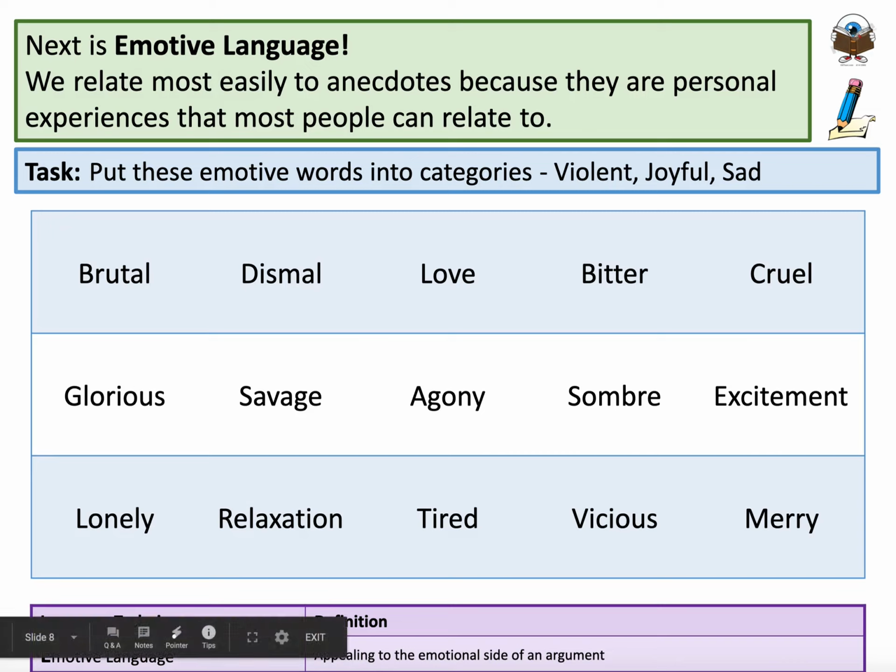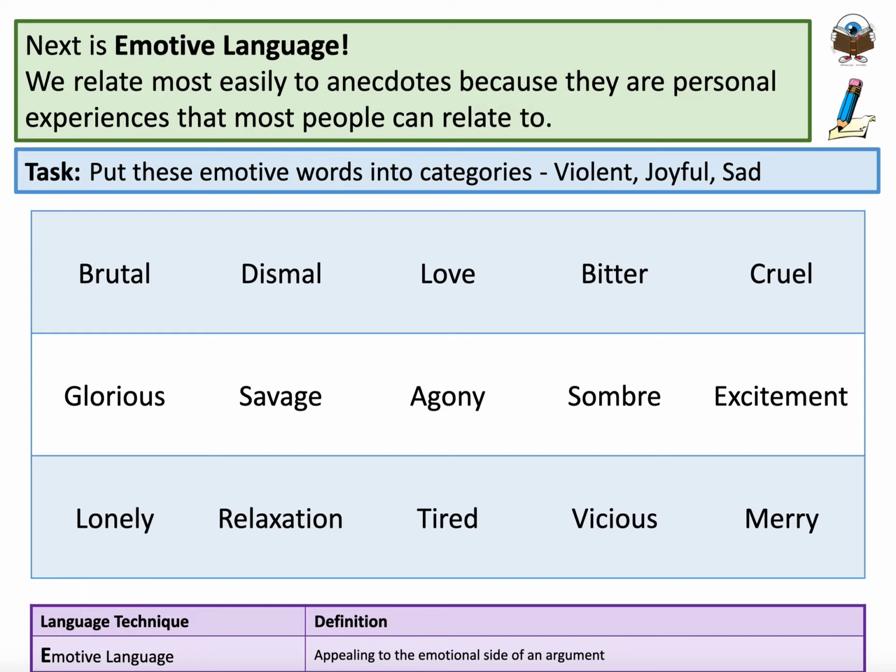Next is emotive language, one of my personal favourites. We relate most easily to anecdotes because they're personal experiences that most people can relate to. So an anecdote, quick reminder, is a kind of story that makes an example to illustrate a point.